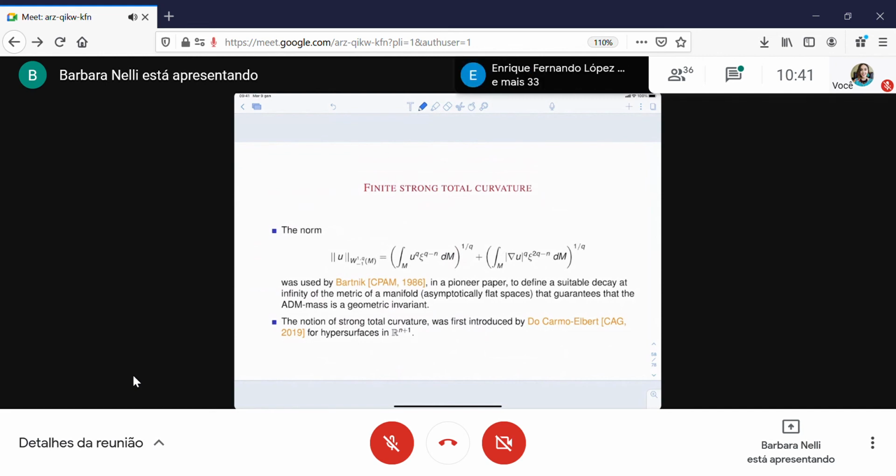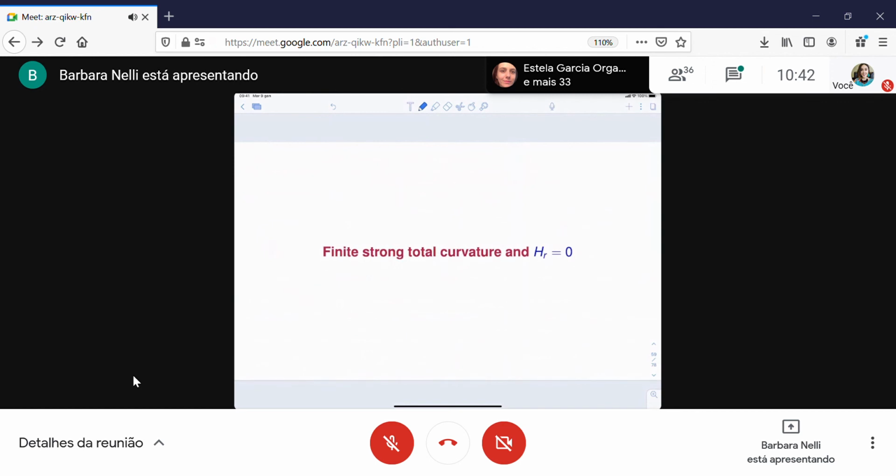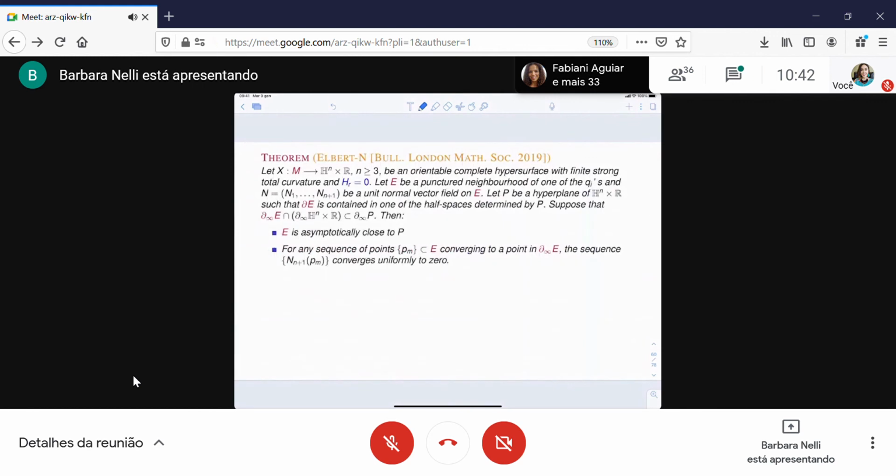So in the case of finite strong total curvature, we have this theorem. Moreover, let me add the assumption that H_R is 0, so these are minimal hypersurfaces. And the theorem is as follows. We obtain the shape of the ends. So we take an orientable, complete hypersurface with finite strong total curvature and H_R equals 0. And then, as we have the previous theorem, we know the structure: a compact set minus a finite number of points.